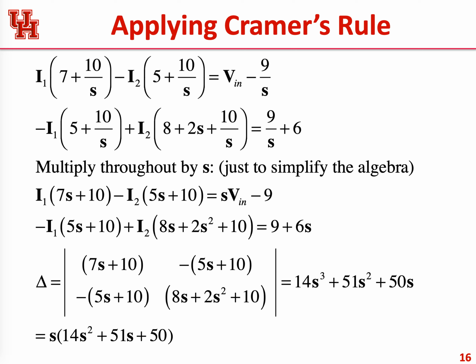Then the second equation is going to be 9 over S plus 6 equals minus 5 plus 10 over S I1 plus 10 over S plus 2S plus 8 times I2, right? Now I can further clean this up by multiplying throughout by S. Let me take a red pen to do that, just so you can see my work.